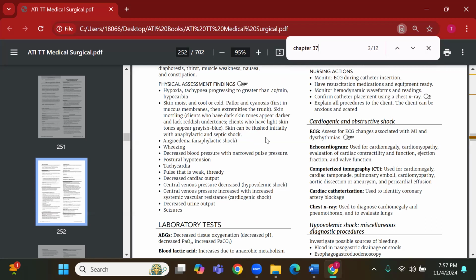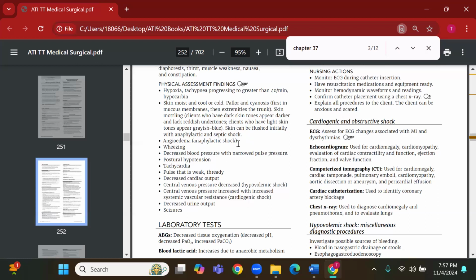Let's see, I'm gonna look here. Clients who have light skin tones appear grayish blue. Skin can be flushed initially with anaphylactic and septic shock. So they're saying initially you could get really flushed and then you start to be pale. Look at the angioedema. Remember what I said, the swollen tongue, the swollen mouth. That's more with anaphylaxis. Wheezing from the chest tightening could be with both.